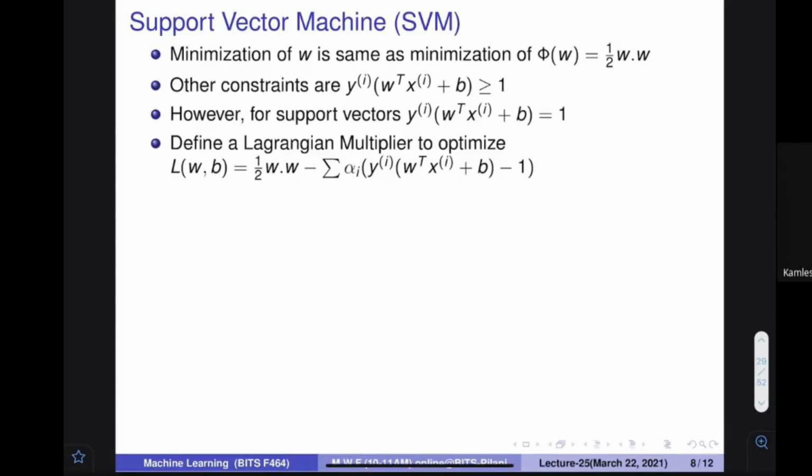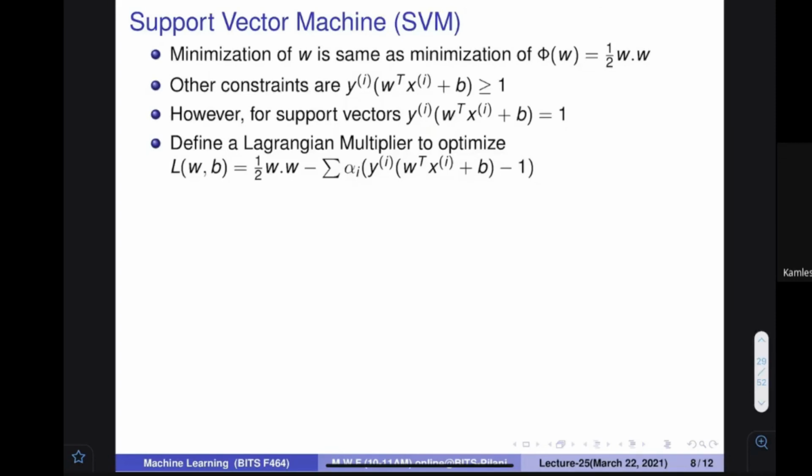Okay, so one method to minimize this multivariate problem is to use a Lagrange multiplier. What is the Lagrange multiplier equation? Half of W squared, the quantity that we want to minimize, minus the Lagrange constants alpha i's times this complete expression, where I have taken this to this side, this should be positive. So I write yi (w transpose x plus b) minus 1. This is the Lagrange multiplier way.